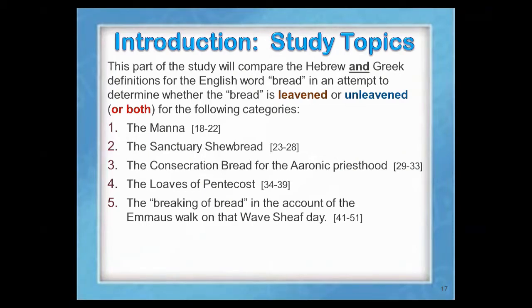We're going to look at the manna. That's on slides 18 to 22. We're going to look at the sanctuary shewbread in slides 23 to 28, and we'll come back to the shewbread a little bit later. We're going to look at the consecration bread for the Aaronic priesthood. Was it leavened or unleavened? That is going to be a couple of slides. We will look at the loaves of Pentecost in slides 34 to 39 to see if they were leavened or unleavened. And then the breaking of bread in the account of the Emmaus walk on that wave sheaf day. That'll be about 10 slides.